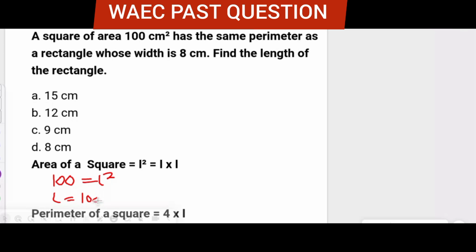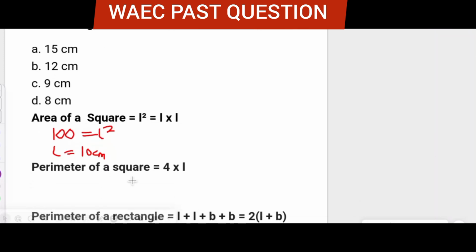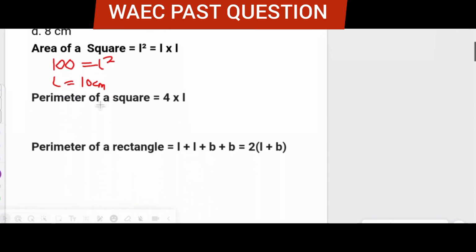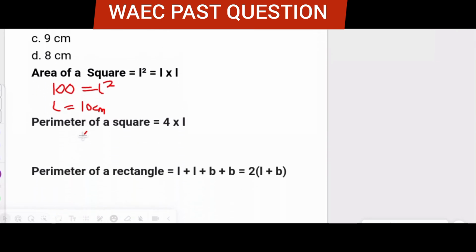Fantastic. The other part of the question is that the square has the same perimeter as that of the rectangle, so please take note of that part. Take note of this keyword: same perimeter as that of the rectangle. That means the perimeter of the rectangle is the same as that of the square. So that takes us to finding the perimeter of a square. The perimeter of a square is 4L, that is 4 multiplied by L. All the sides are equal.